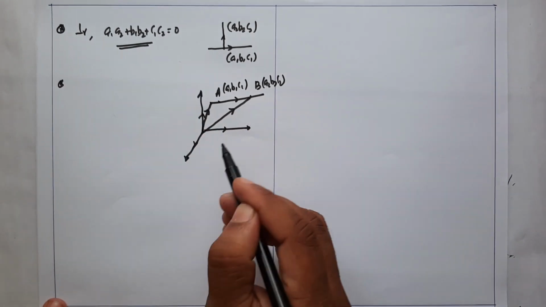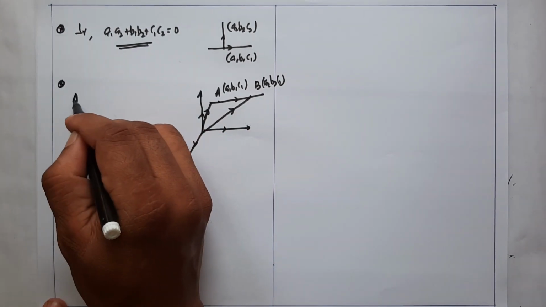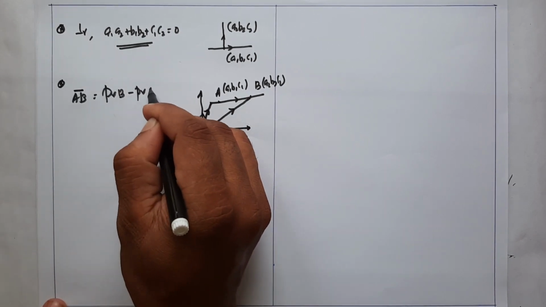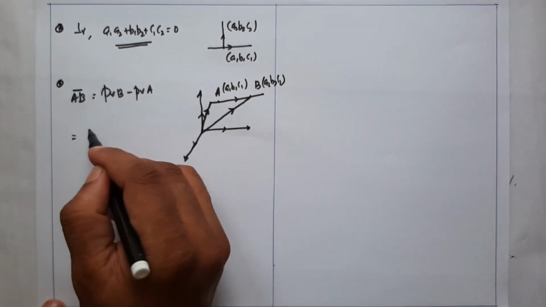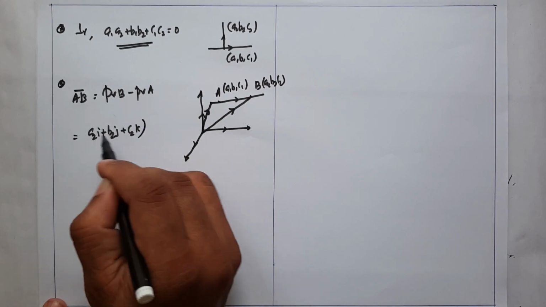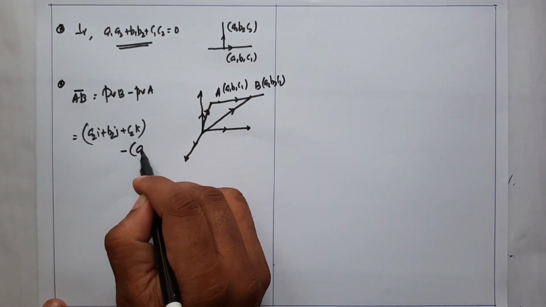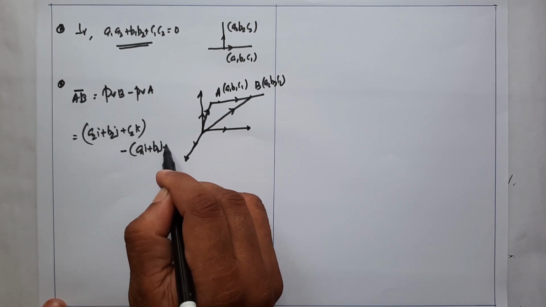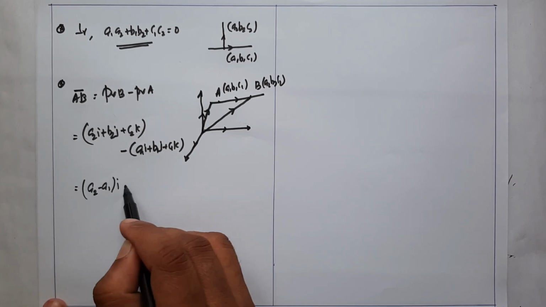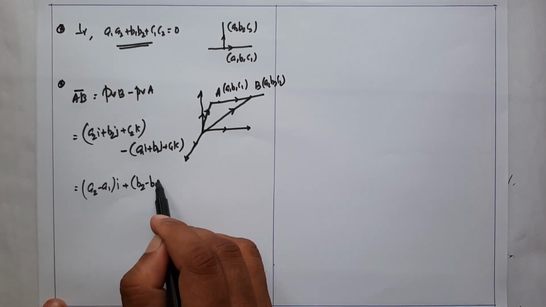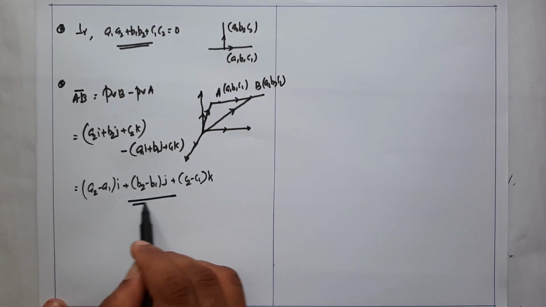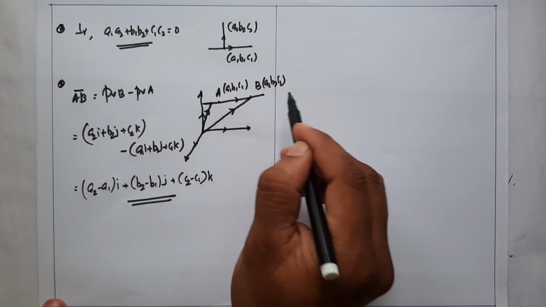Therefore, vector AB is defined as the position vector of B minus the position vector of A, which is a2 i plus b2 j plus c2 k minus a1 i plus b1 j plus c1 k. That is equal to (a2 minus a1) i plus (b2 minus b1) j plus (c2 minus c1) k. That is the position vector of vector AB.